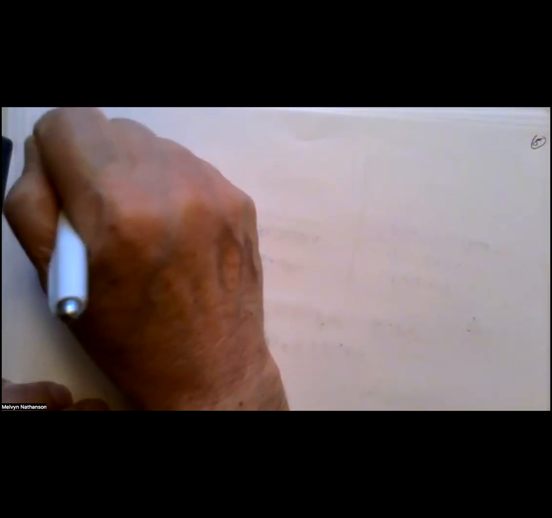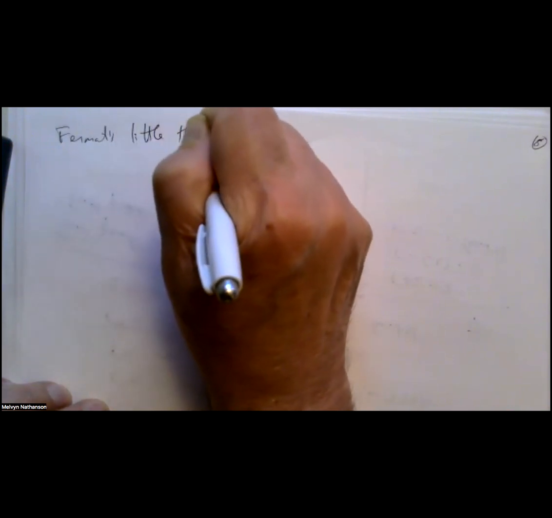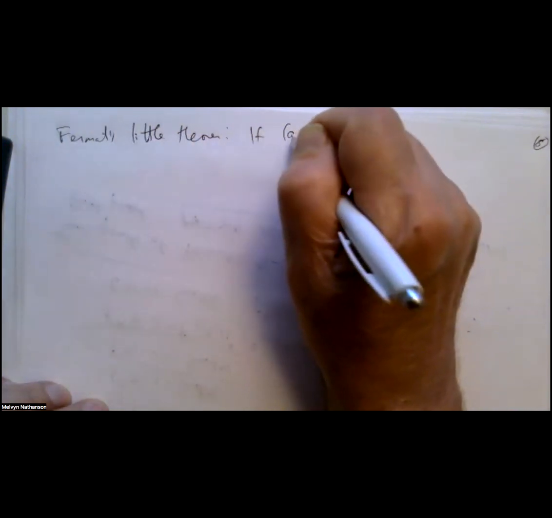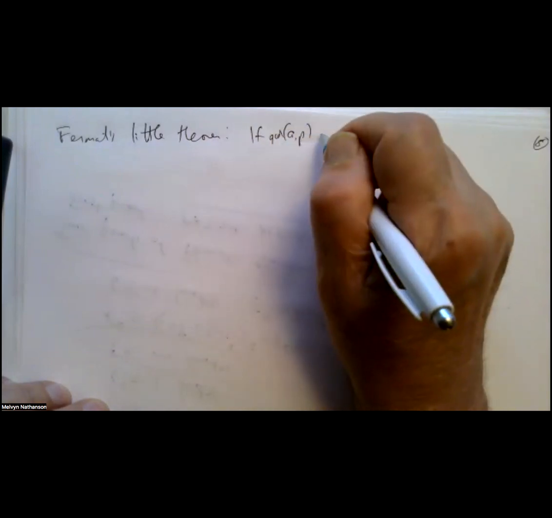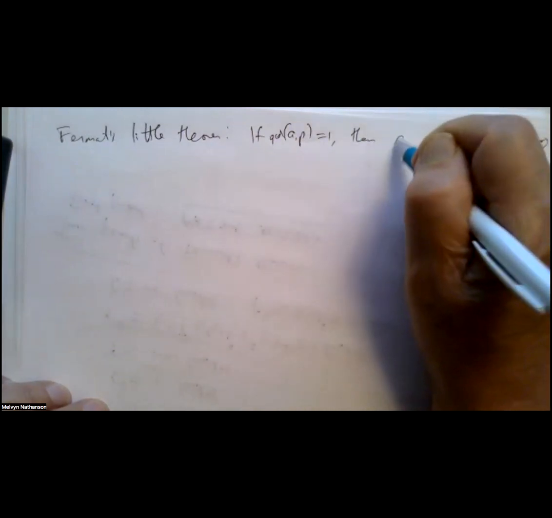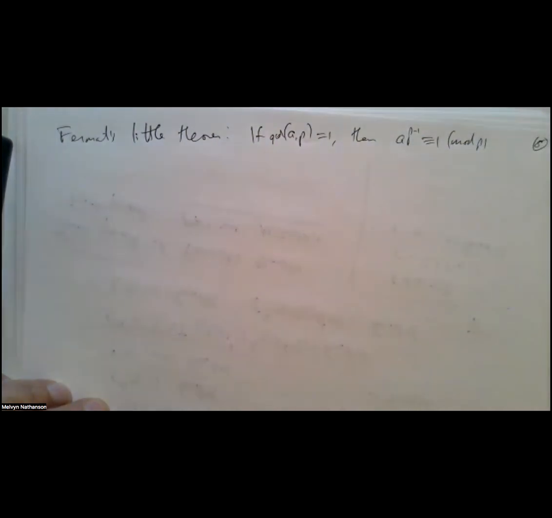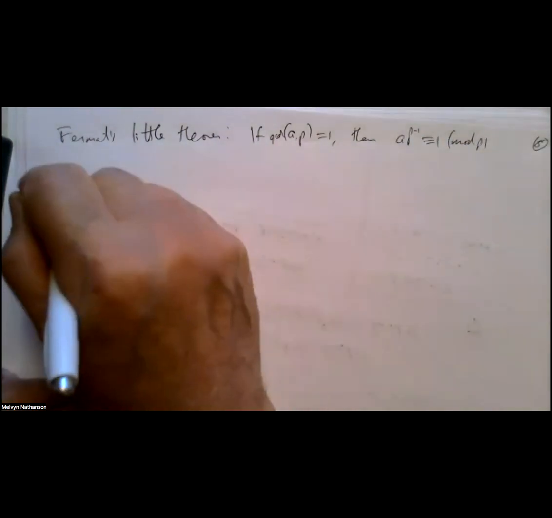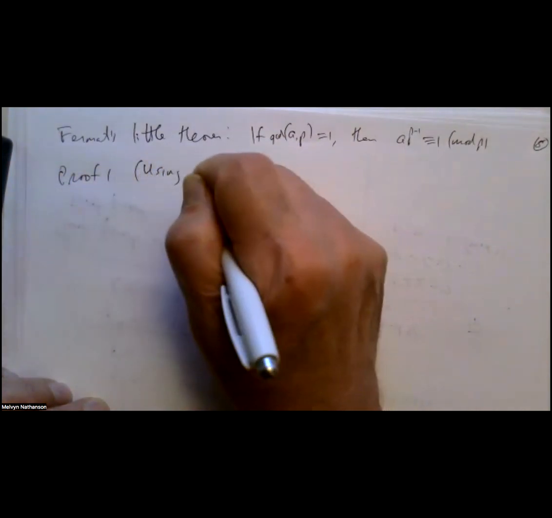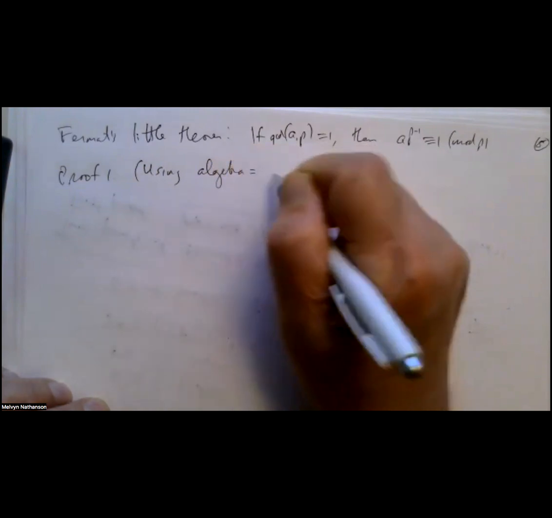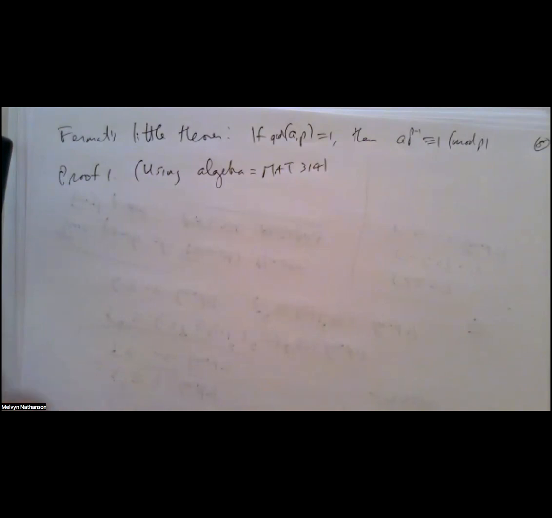So Fermat's little theorem: if a and p are relatively prime, if the GCD of a and p is 1, then a to the power p minus 1 is congruent to 1 mod p. Right? So proof number 1, using algebra, which is Math 314.